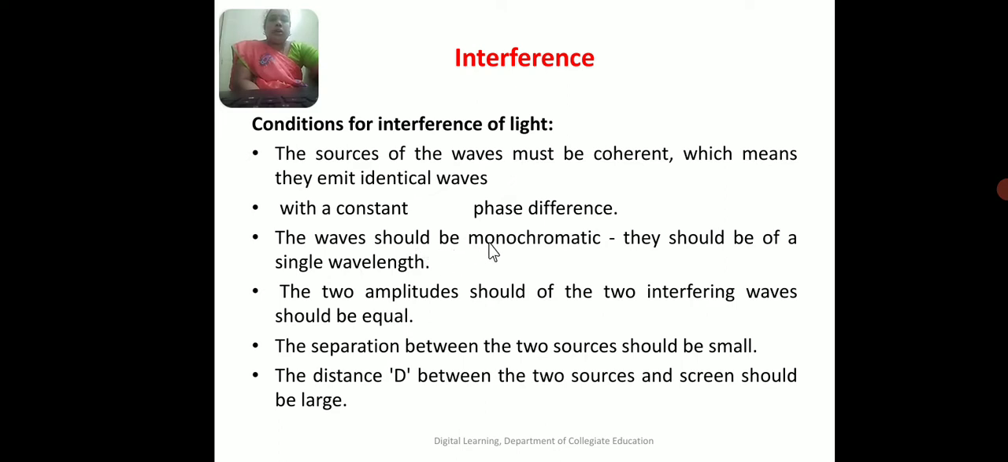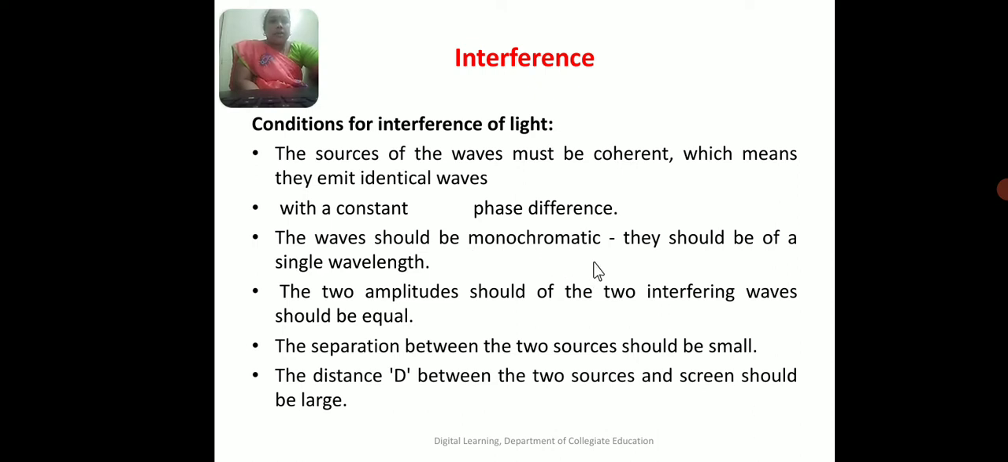If we use white light, then also we get the interference phenomenon. But if we use a monochromatic source, then we get interference fringes, bright and dark fringes. We get an interference pattern which consists of alternate bright and dark fringes.